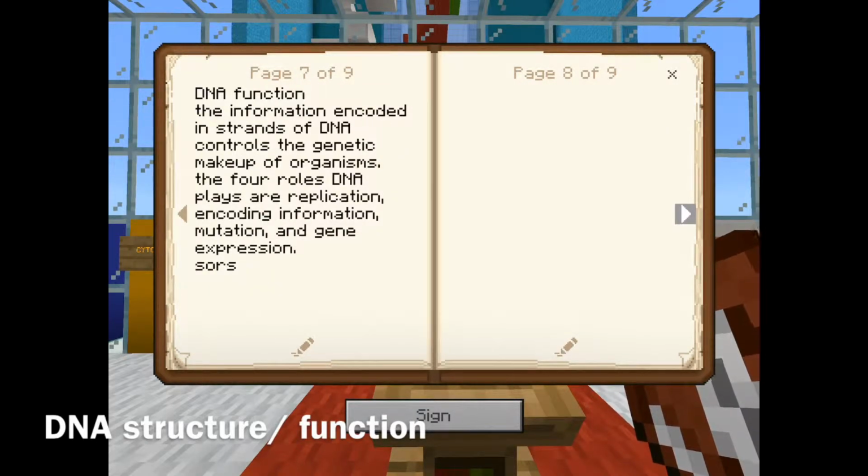DNA function. Information encoded in strands of DNA controls the genetic makeup of organisms. The four roles DNA plays are replication, encoded information, mutation, and gene expression.